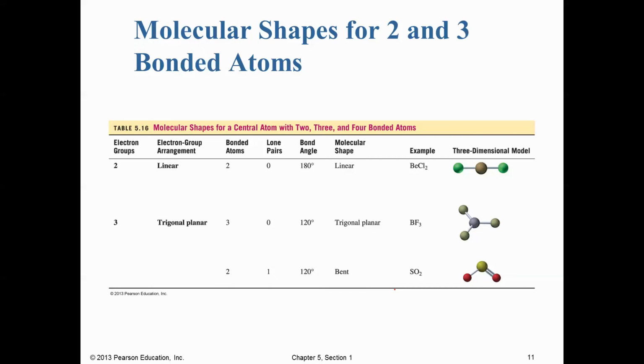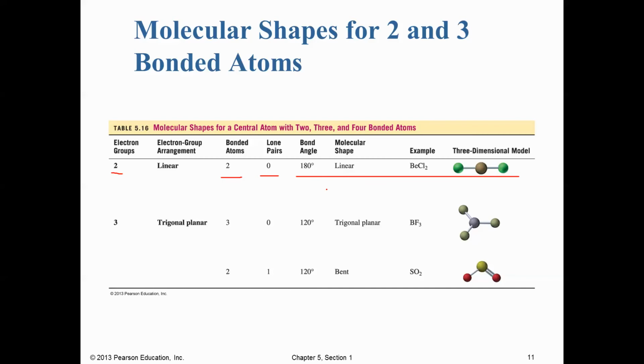So there are 6 shapes I want you to learn from VSEPR theory. If we have 2 electron groups, that means 2 items around our central atom. If around the central atom in our dot structure we have 2 bonded atoms and 0 lone pairs, then our shape is going to be linear. We have a drawing of it right here. It looks like a straight line.